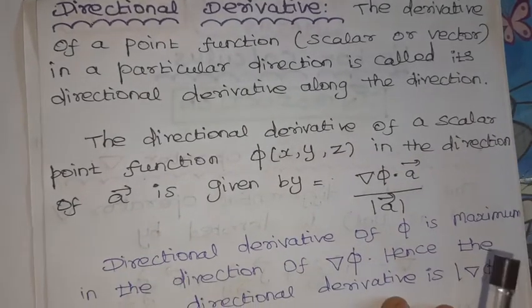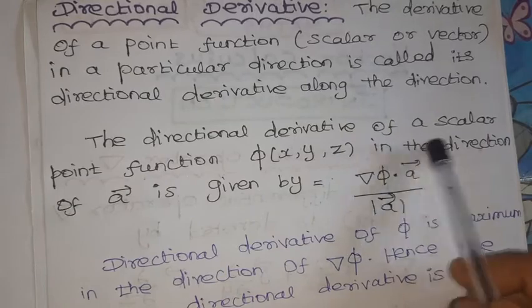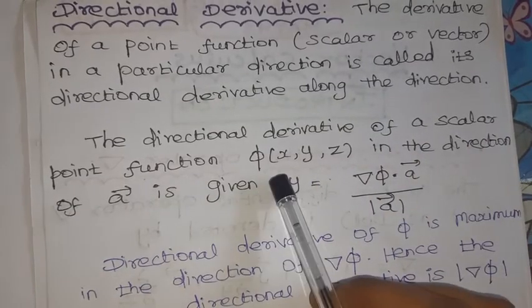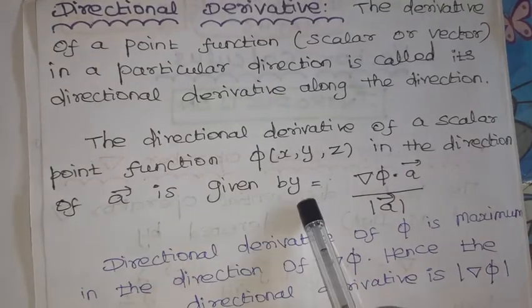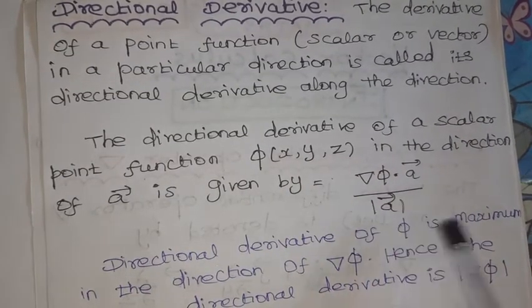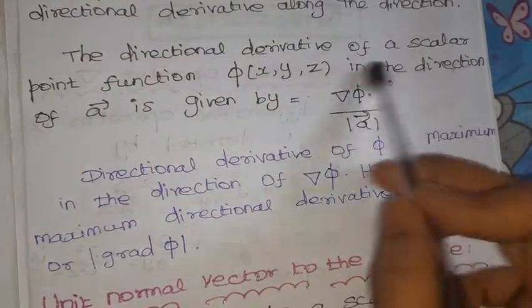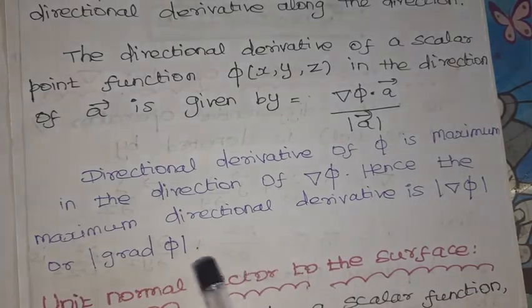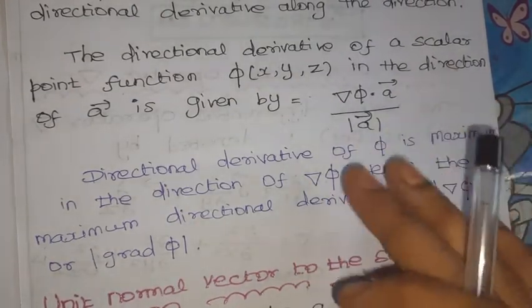So, then what is the formula for directional derivative? The directional derivative of a scalar point function phi of x, y, z in the direction of vector a is given by del phi dot vector a divided by modulus of vector a. This is a very important directional derivative formula. In future we will solve problems based on this.